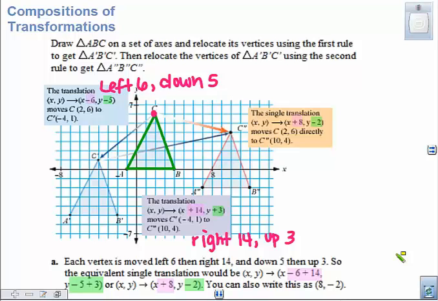You can also have compositions of transformations that aren't two translations, not two slides. You could have a slide and then a rotation, or a slide and then a reflection. So you just have to do the transformations in the order in which they tell you to get your final image. But when it is two translations and you can add or subtract your numbers, that's the composition of transformations. Okay, so that's pretty much what you need to know.